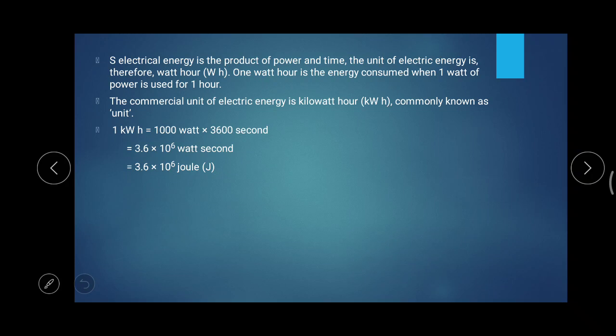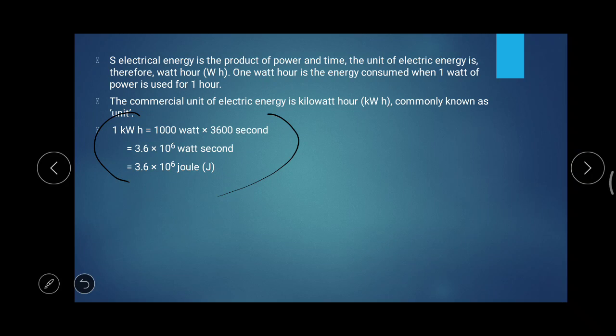Suppose in your houses, you may have heard that last month we consumed about 20 units or 30 units or 80 units of current, where the unit means 1 kilowatt hour. Okay. So now we have the conversion of kilowatt into joule. Joule is another unit of energy. So the conversion of kilowatt into joule, just study this one.